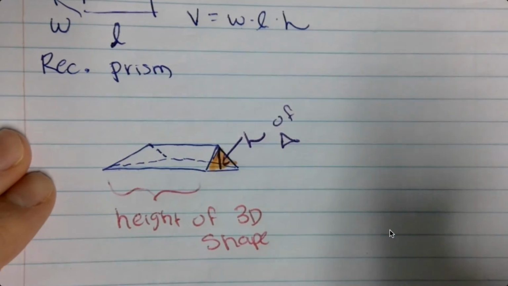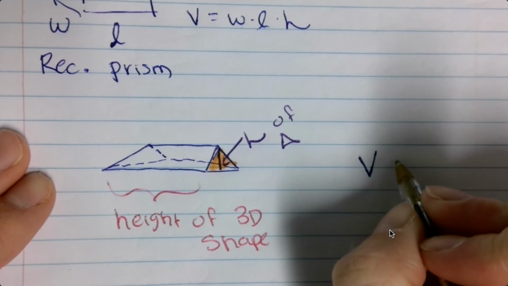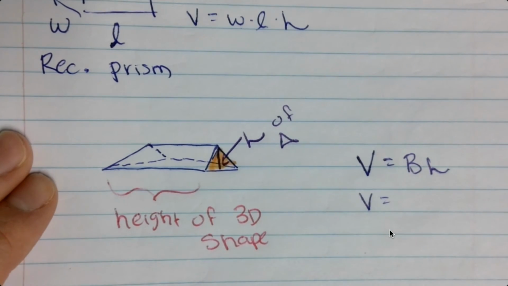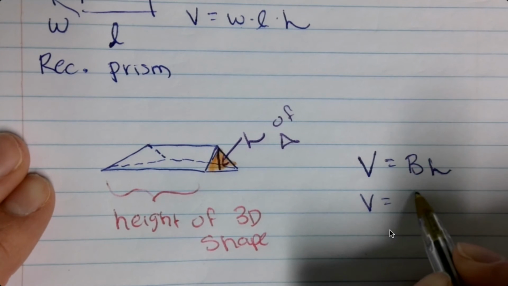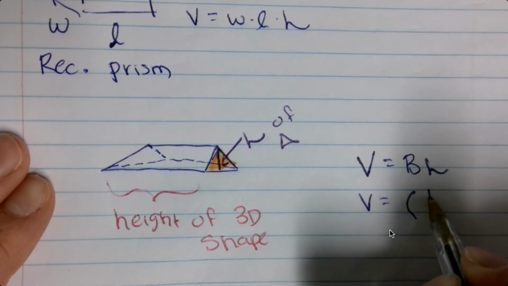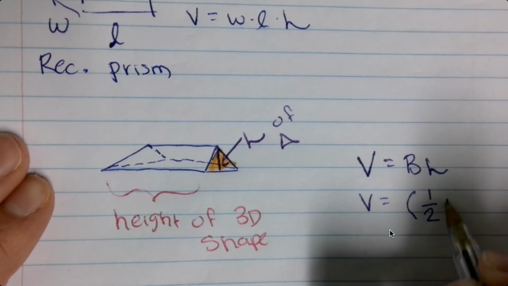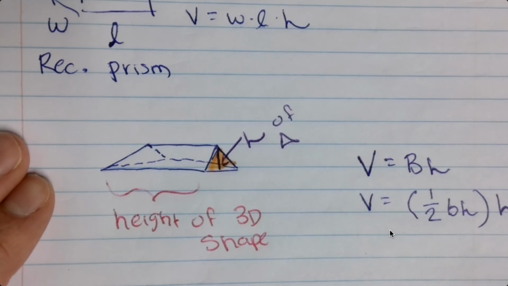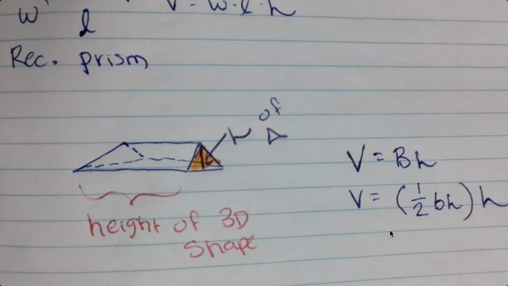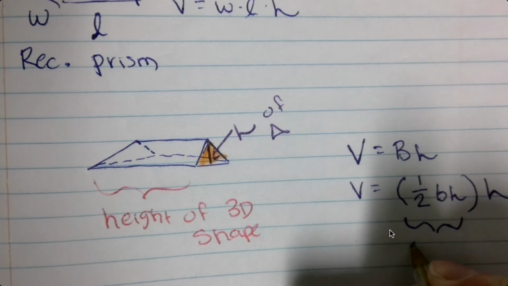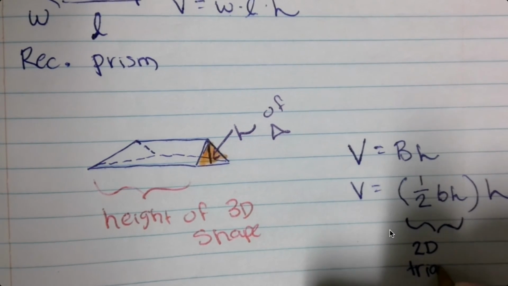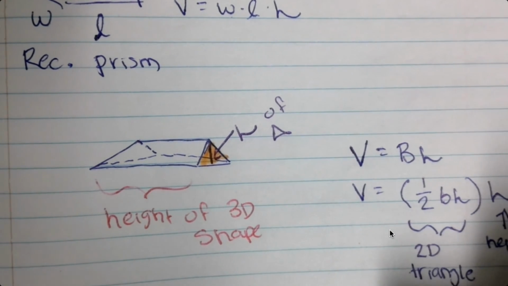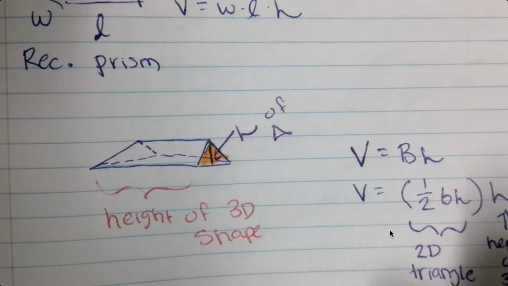All right? So again, we are going to still start with base times height. Does anybody remember, though, what the area of a triangle is? 1/2 times the base times the height, and then this is going to be times the height again. So again, this right here is the 2D triangle. This right here is the height of the 3D shape.